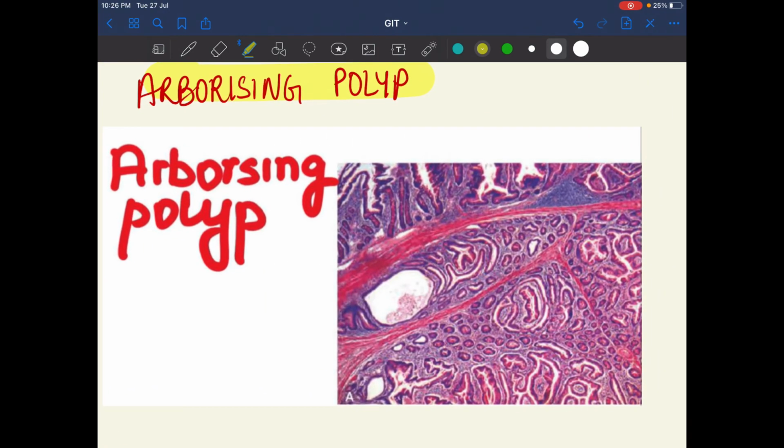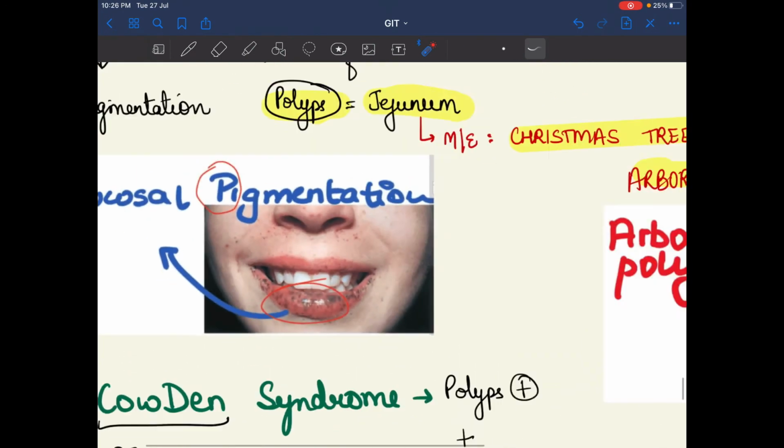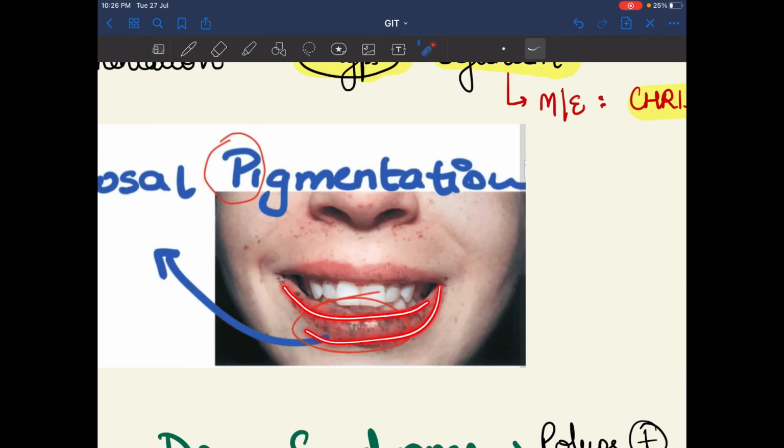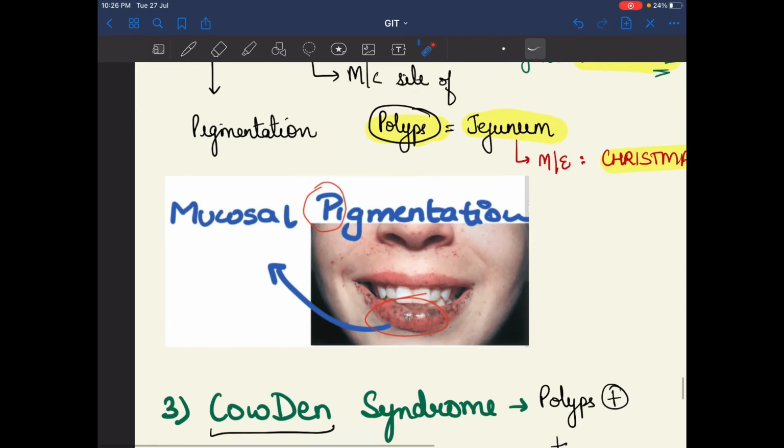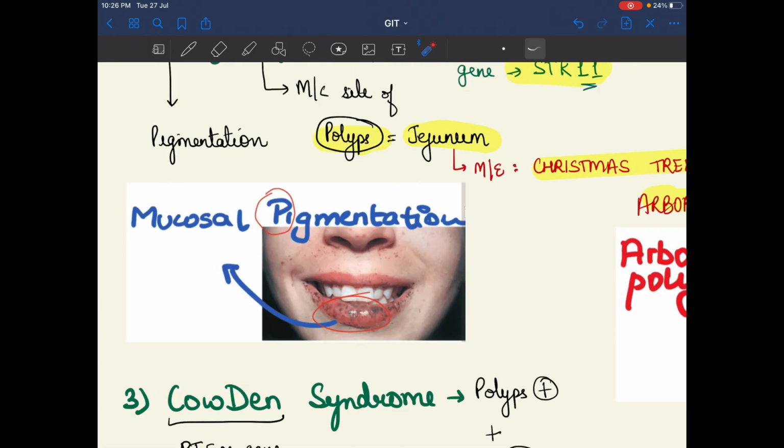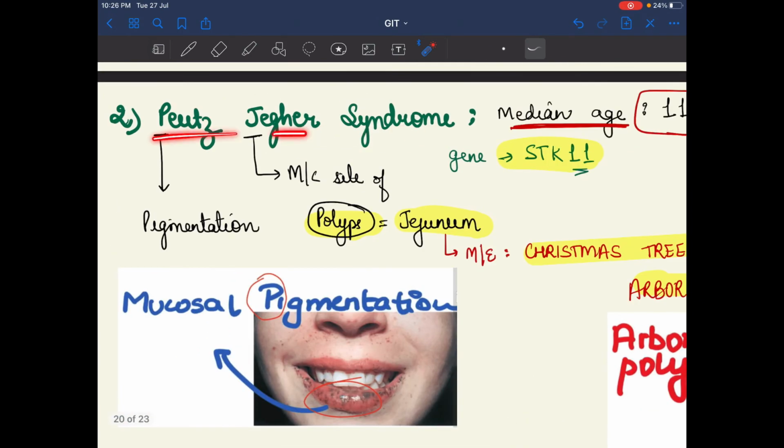As we see, this is an arborizing polyp. This arborizing polyp is seen in Peutz-Jeghers syndrome. And pigmentation is seen around the, as we see here, pigmentation is present. So mucosal pigmentation is seen in Peutz-Jeghers syndrome, and it involves a median age of 11 years.